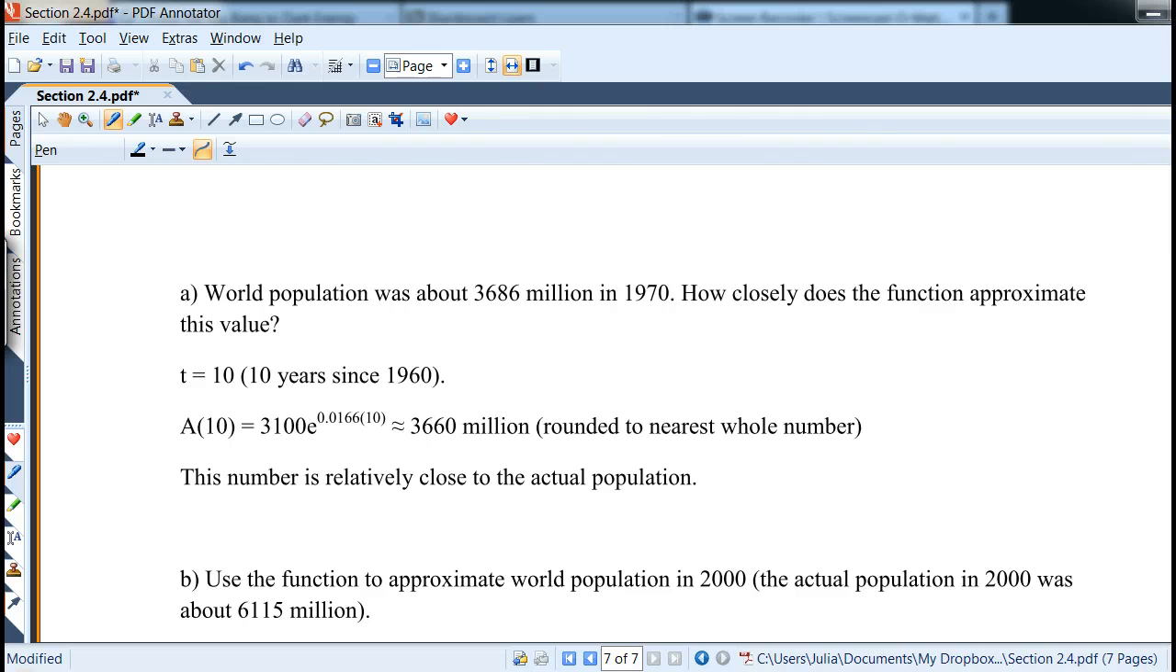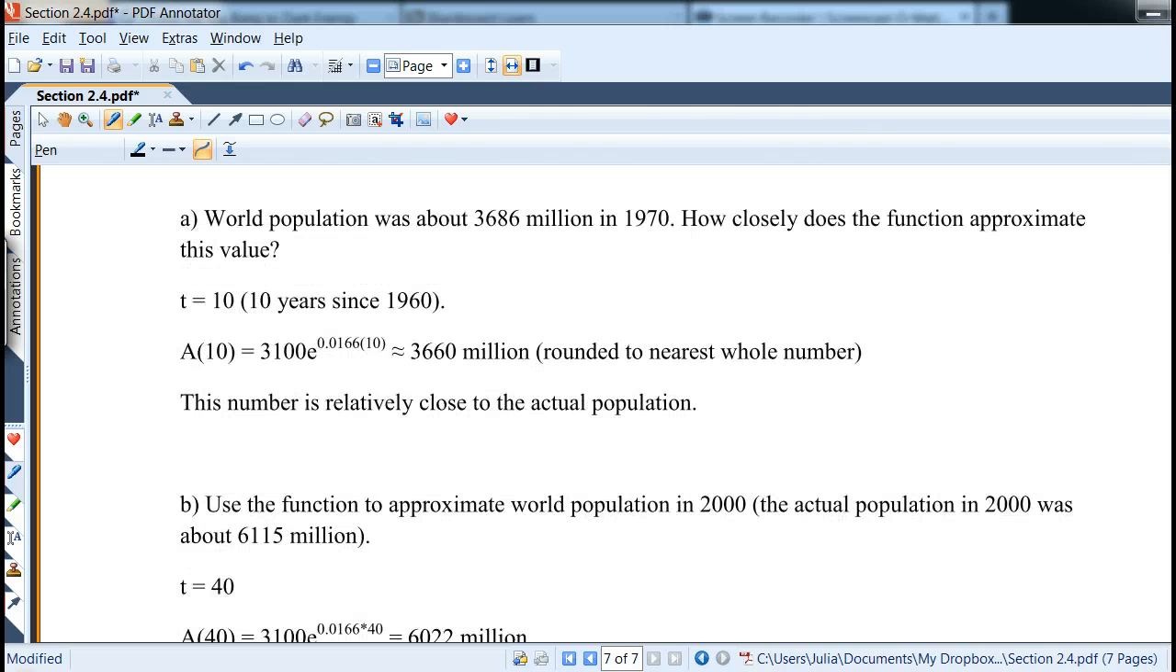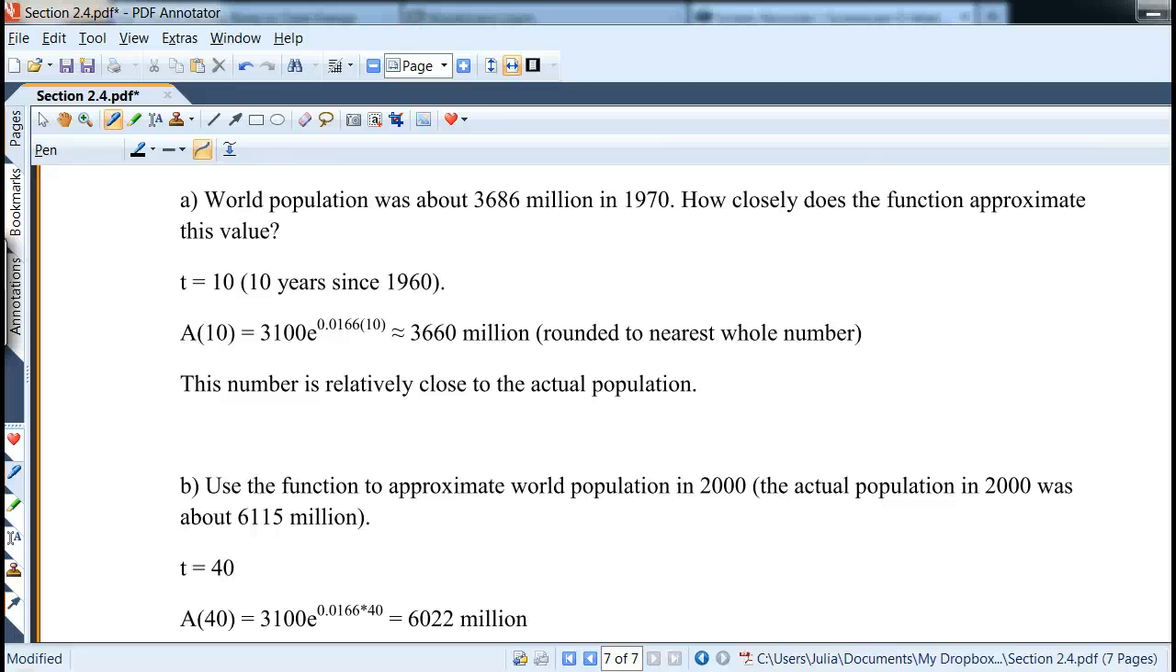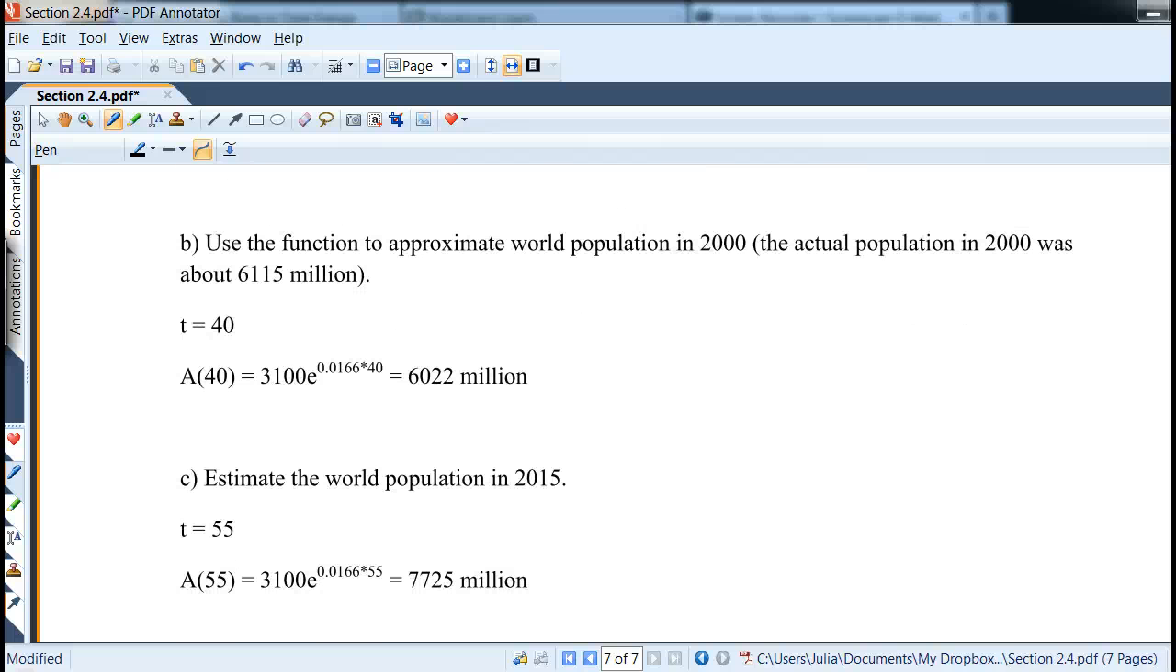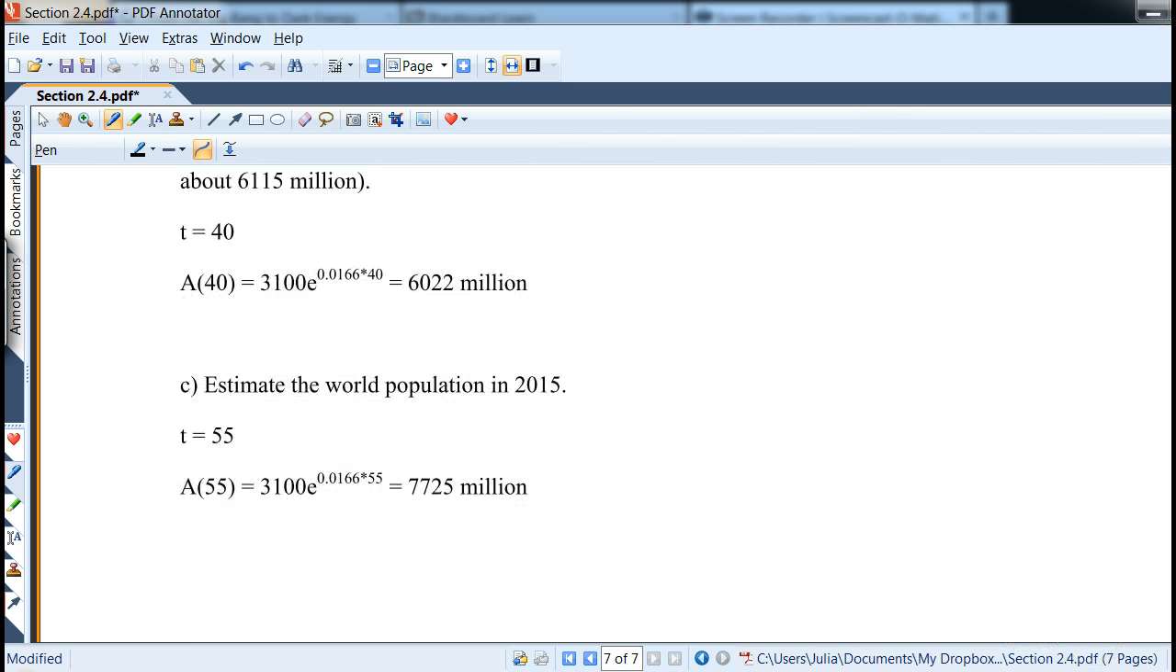And then we use the same model to approximate the year 2000. I used t equals 40 since 1960, and again I plug it in and I got 6,022 million, and the actual number was 6,115. Again, it's fairly close, all things considering. Remember, the model's only approximated, so it's not going to be exact. And estimated in 2015, we can plug in t equals 55, and I got 77.25 million. And that's it.